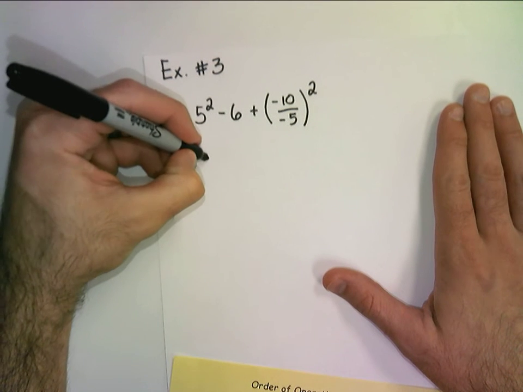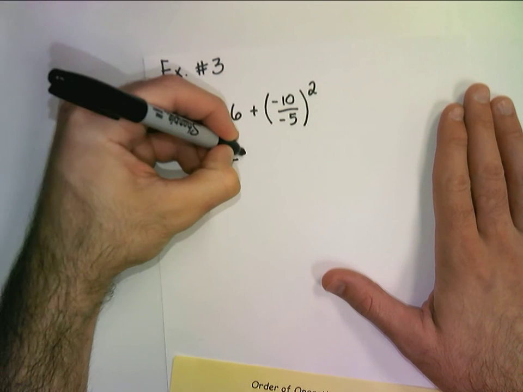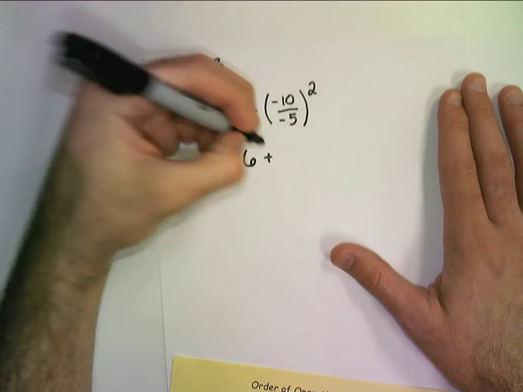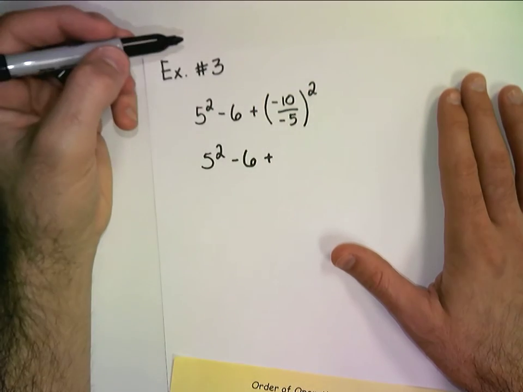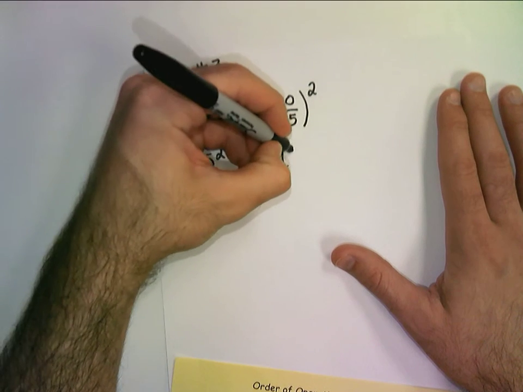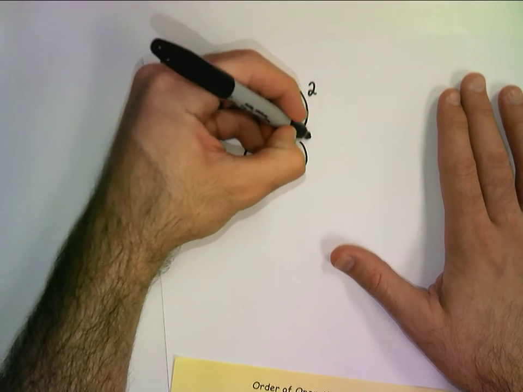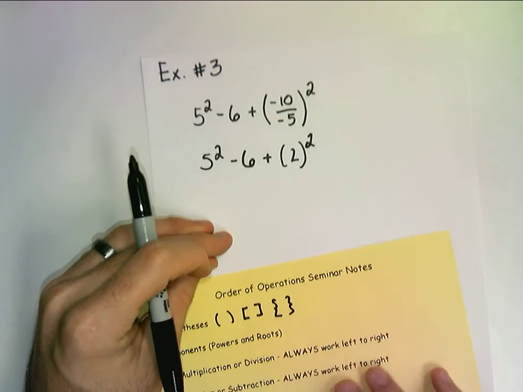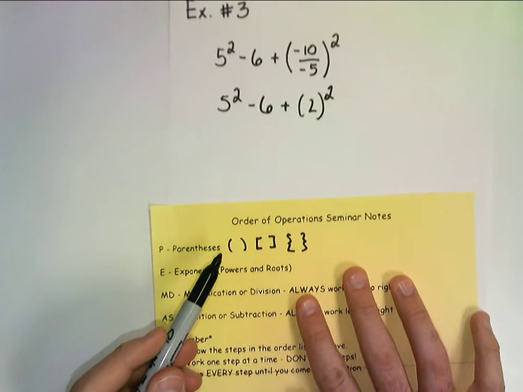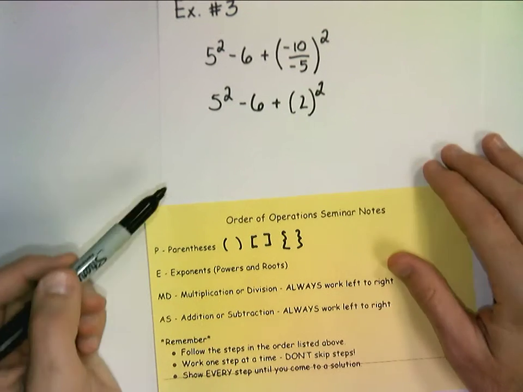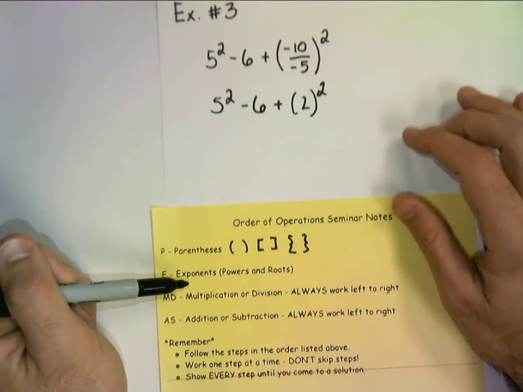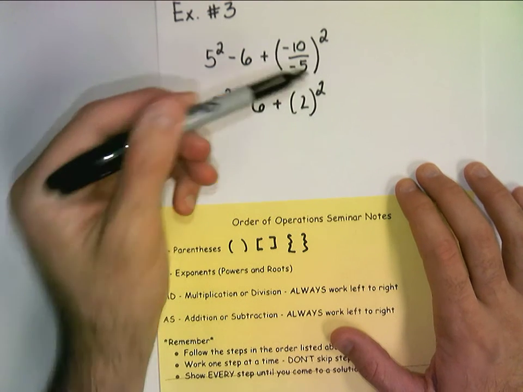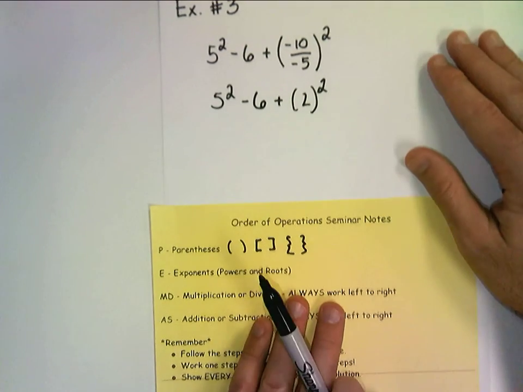So I'm going to just go ahead and copy down everything that I haven't worked with yet. Negative 10 divided by negative 5 would give me a positive 2, and I'm going to leave that in parentheses because we still do have to square it. So at this point, we've taken care of all parentheses. Moving next down to exponents. Do we have any exponents? Yes, we have a 5 to the second power and a 2 to the second power. So let's go ahead and take care of those.